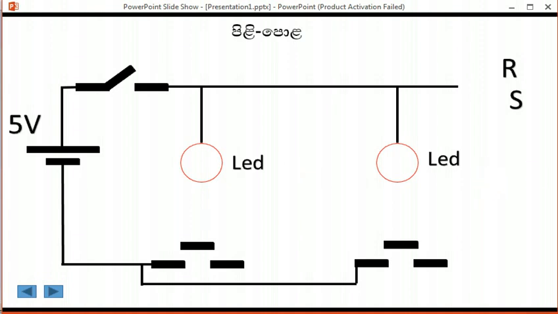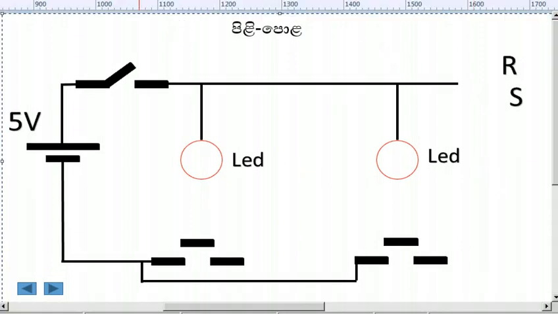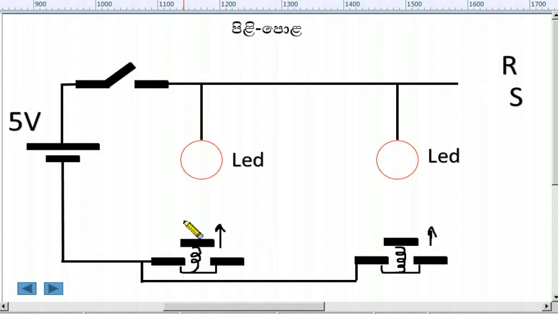I haven't included that also. That means there is a spring here like that. When you take your hand off, the switch jumps back to the off condition. You can keep the on condition only until you keep pressing this button, like a doorbell. You know the doorbell at the front door.